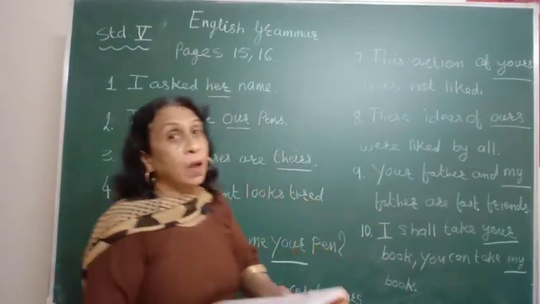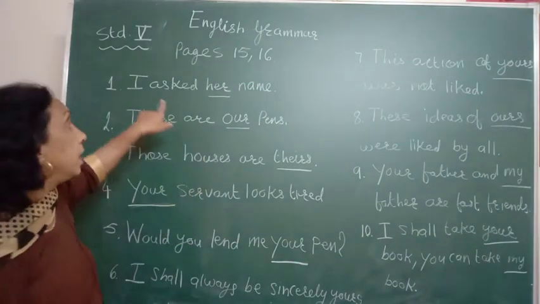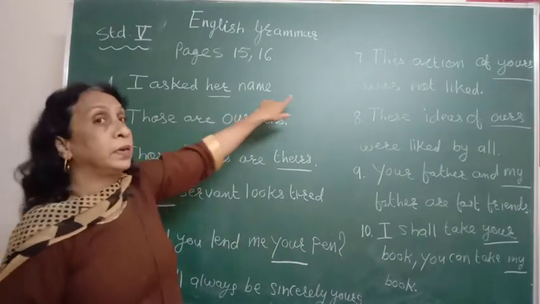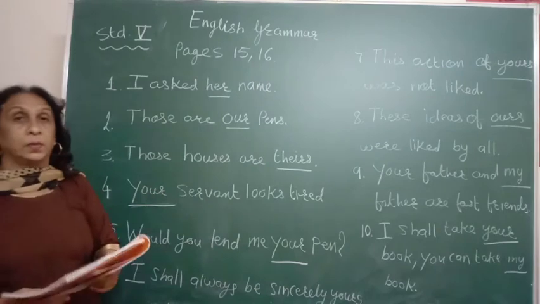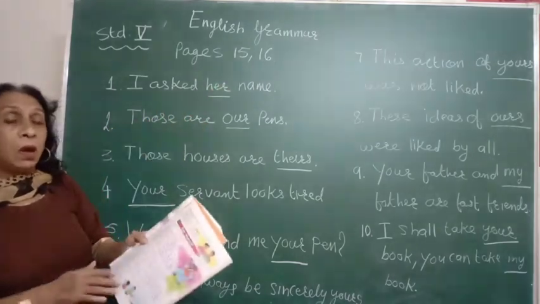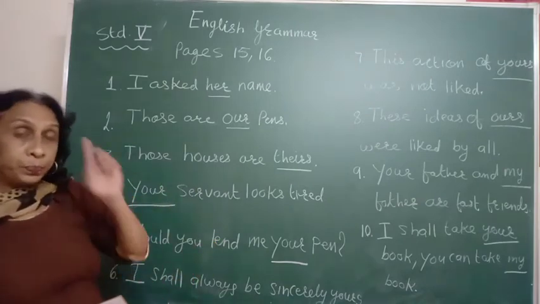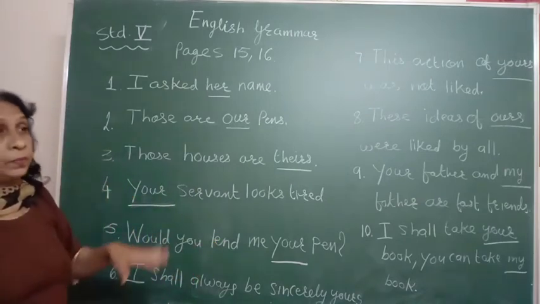Now here, I asked her's name. This is wrong. So how will you write it correctly? I asked her name. Hers is wrong. Here, all these sentences, how many sentences are there? 10 sentences are there. They are written wrong. We are writing it correctly.